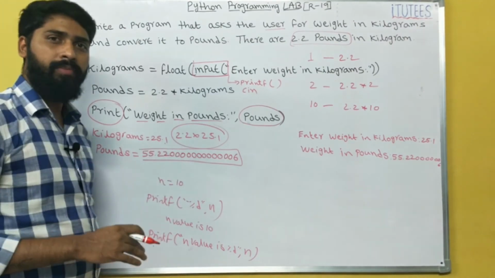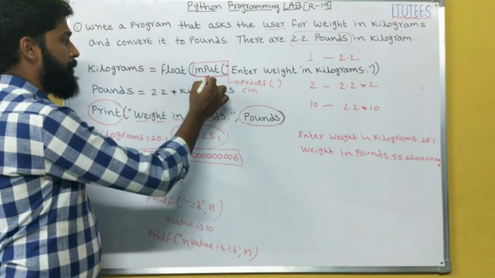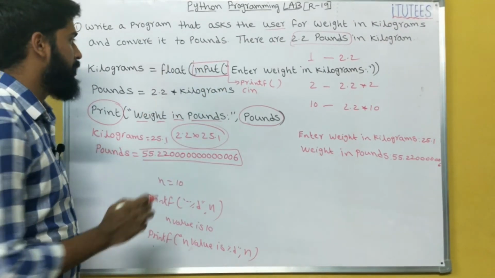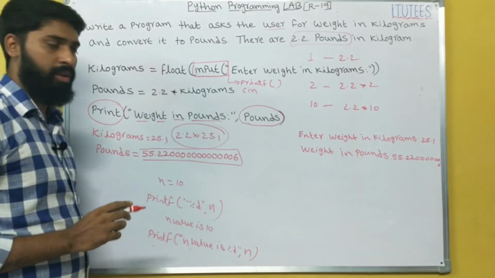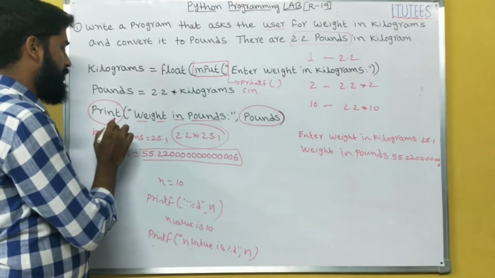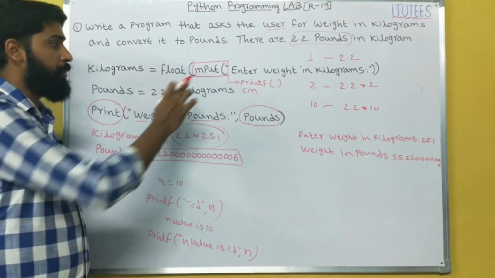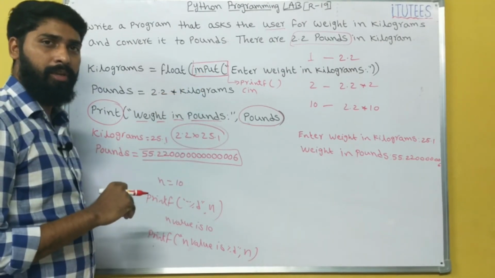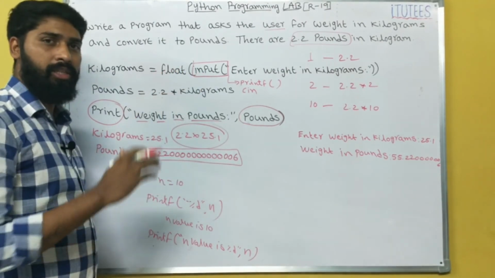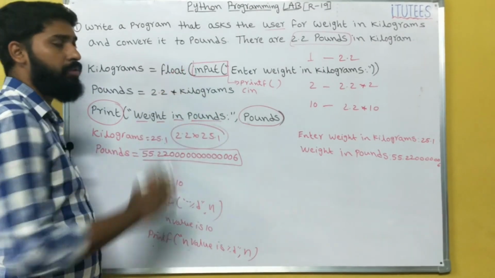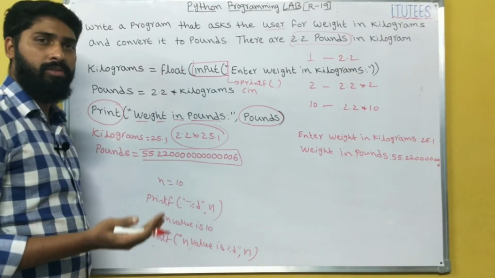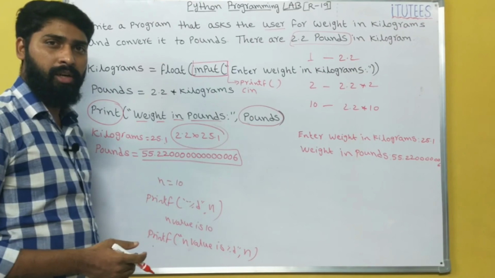In this program, you learn the purpose of the input function, the float function, and the print function. Input is used to read the value from the keyboard. The float function converts the string into a float value. The print function is used to display the message on the console.